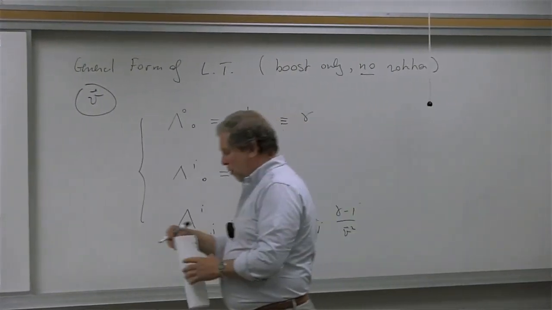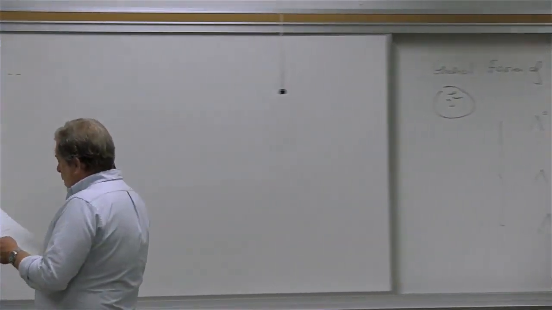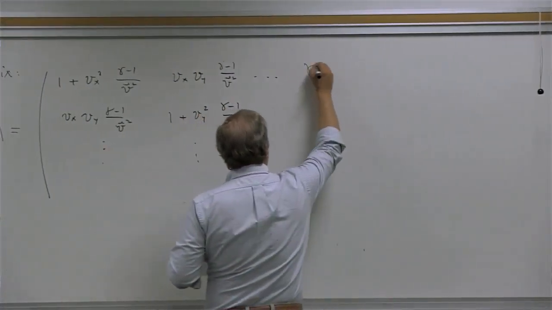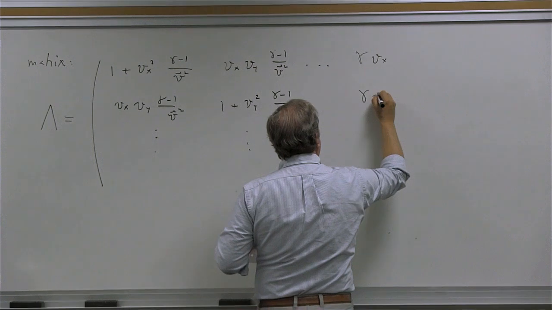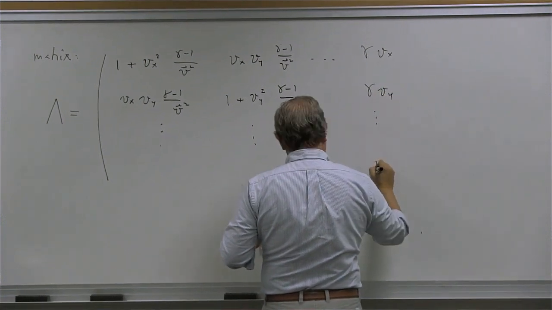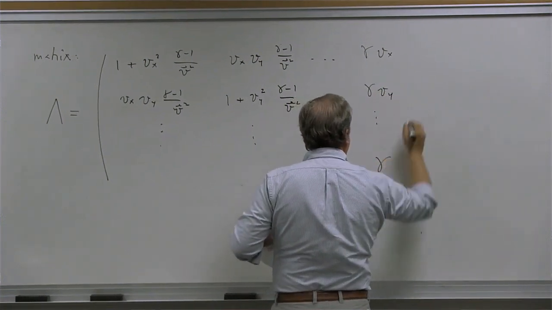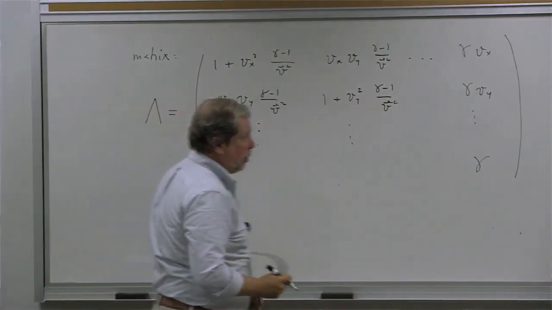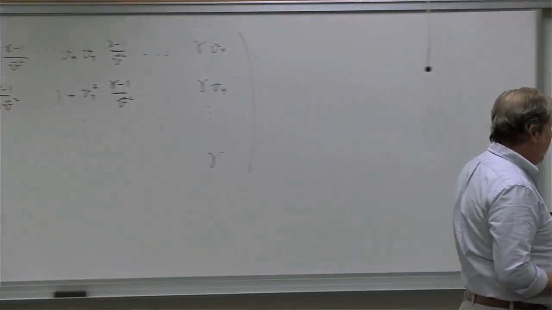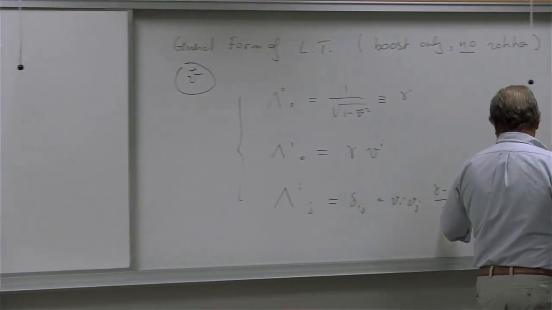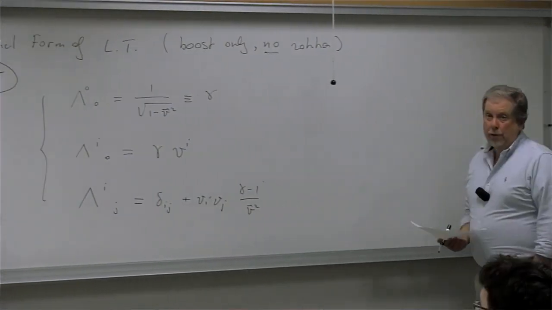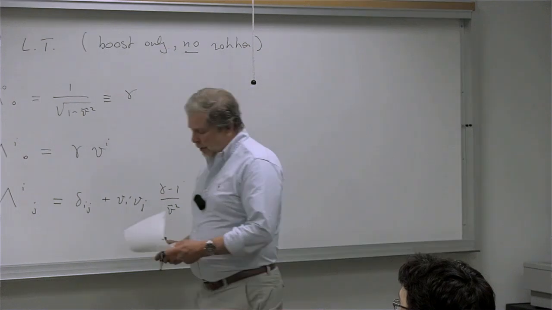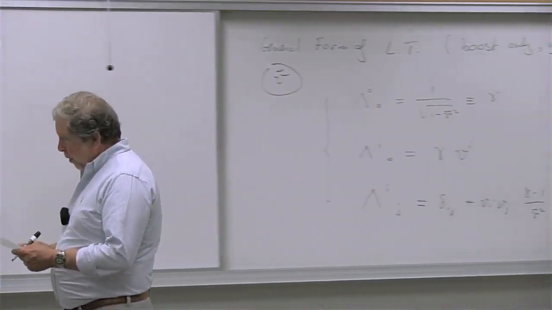naught naught, which is equal to gamma. And here we have also gamma Vx, gamma Vy, dot, dot, dot, and then gamma. Right? And that's our matrix. So you can always write it as a matrix. The question is whether really your life gets simplified by the fact that you write it as a matrix as opposed to just writing it in terms of its components, which sometimes is actually easier to manipulate.